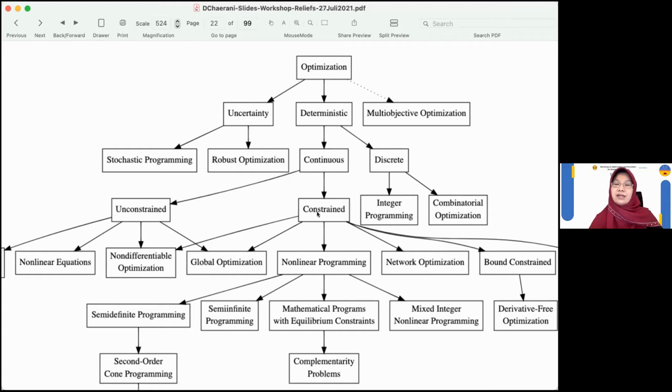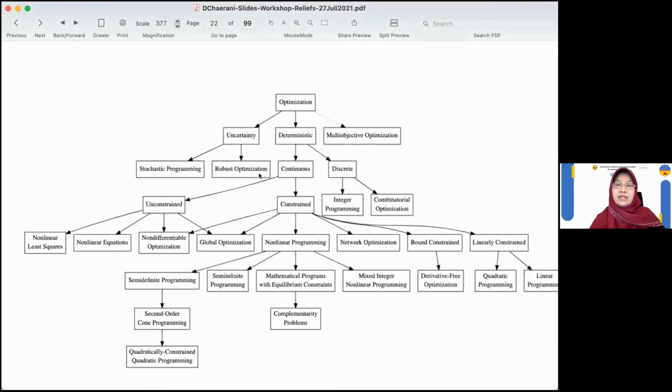In the continuous optimizations, we also have other problems, like what I showed above, the one that doesn't have a problem. And here we can see that there is unconstrained and constrained. There are more classes. There is global optimization, nonlinear programming, network, bound, and linearly. And when we work with a matrix, there is semi-definite. All of the variables, all of the input need to be formed in the matrix. We call it semi-definite. And then after that, we have mixed integer nonlinear, like what we talked about earlier, the mixed integer linear.